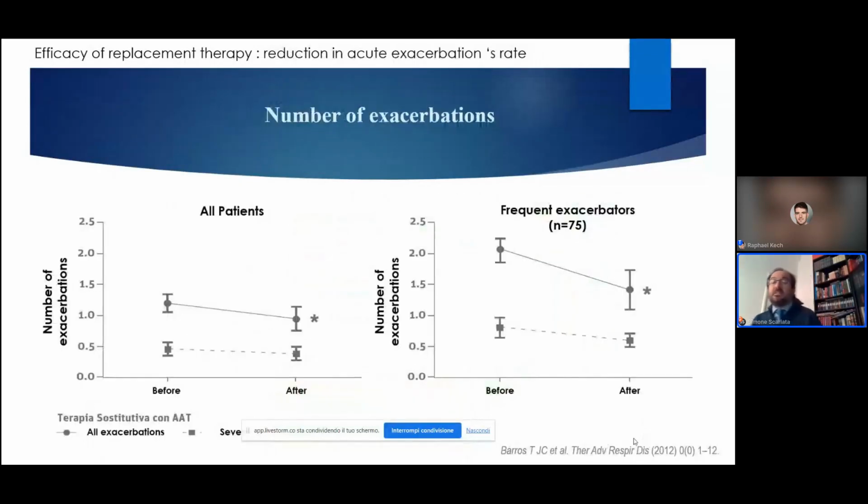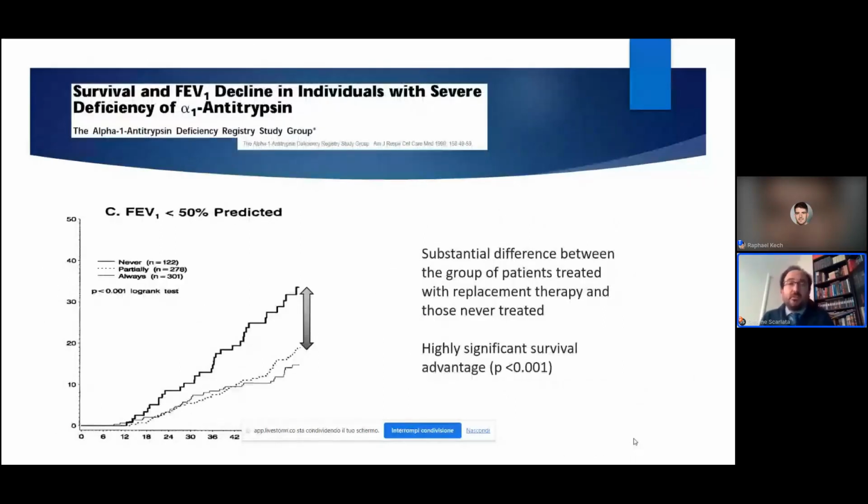Even more interestingly, the augmentation therapy is able to reduce the number of exacerbations, and this is known to be a relevant factor in slowing down disease progression in COPD patients. And finally, all these features taken together lead to an improvement in survival of these patients. And of note, the survival rate improvement is higher for those patients with worse lung function at the time of therapy starting.